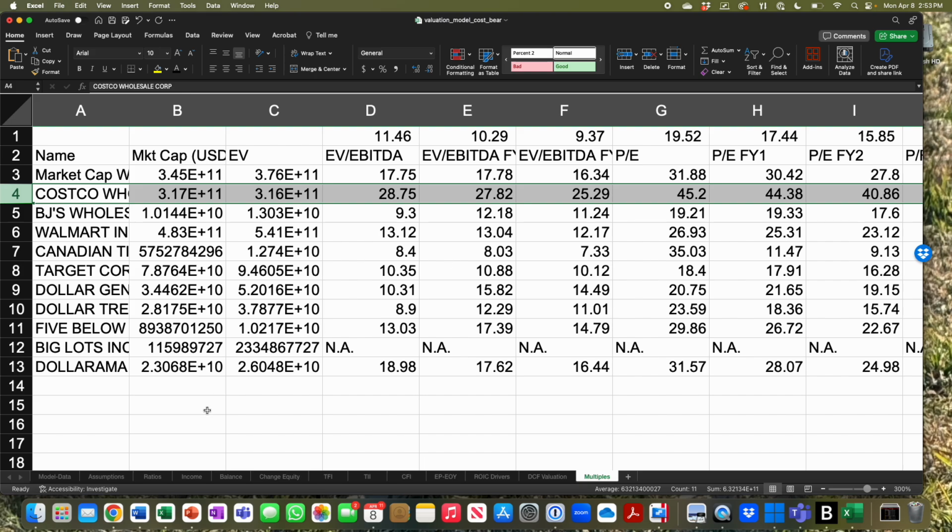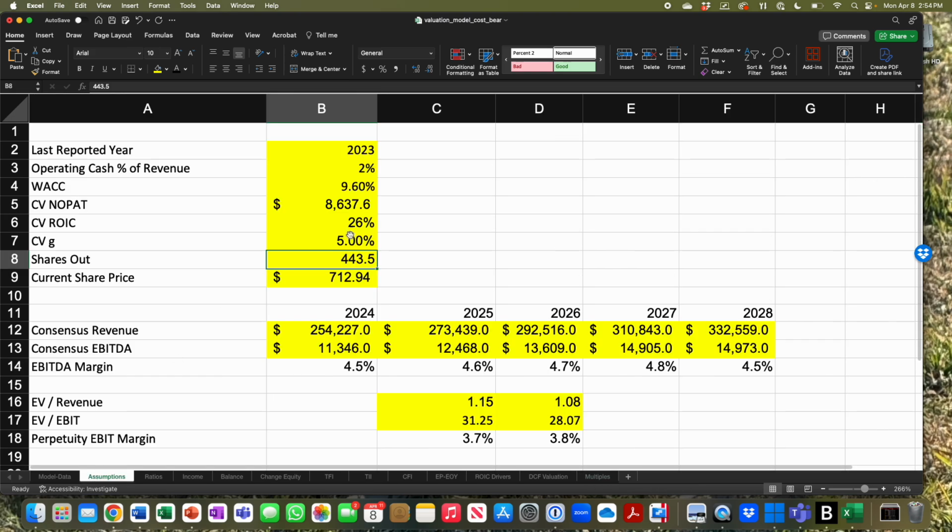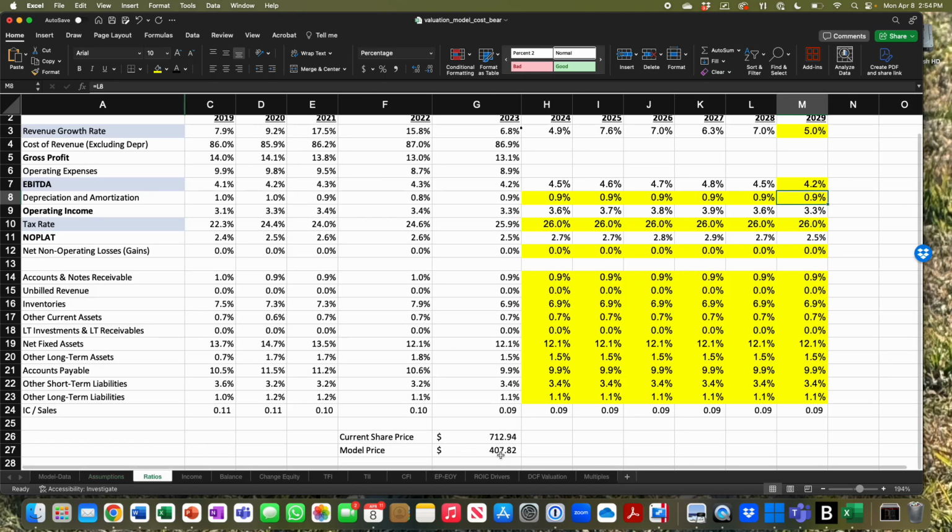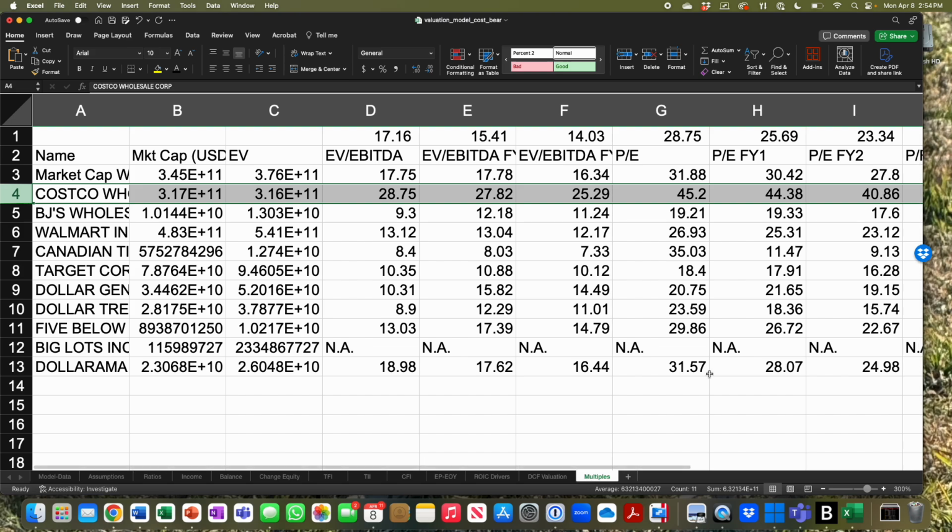I'm more likely to probably put it at assumptions 7, which is still lower than 8, and that's a share price that's now in the 400s, so still lower. But now my multiples are still slightly above Walmart and Target and BJ's, for that matter. Not as bad, and they're kind of becoming more average.